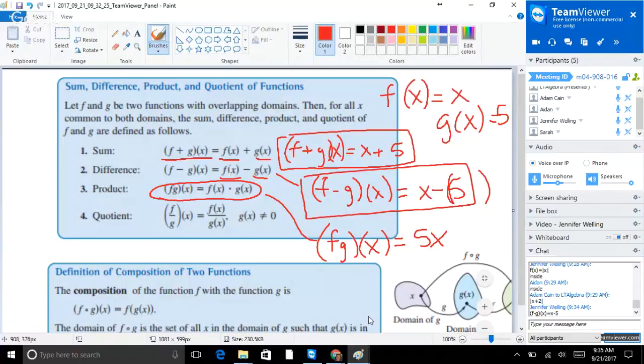If I want to divide f of x by g of x, I'm going to divide. Nope, not 5 on the top. X is going in the numerator, and 5 is going in the denominator.